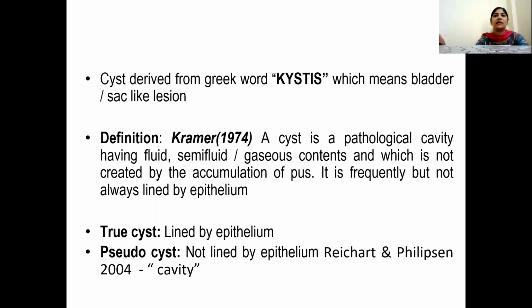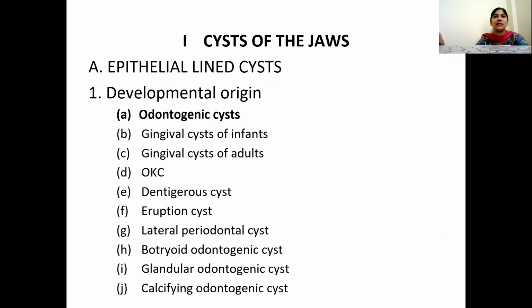As Kramer defined it in 1974, a cyst is a pathological cavity having fluid, semi-fluid, or gaseous contents and which is not created by the accumulation of pus. It is frequently but not always lined by epithelium. There are two types of cyst, that is a true cyst and a pseudocyst. True cyst is lined by epithelium. Pseudocyst is not lined by epithelium. The definition was given by Reichart and Philipsen in 2004 and they termed it as cavity.